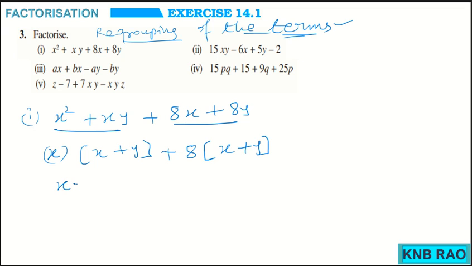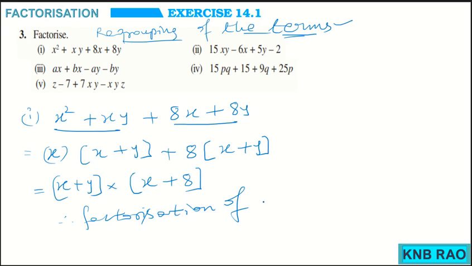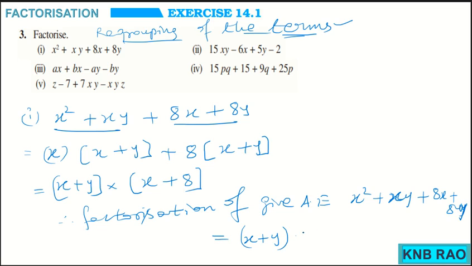Now, x plus y is common. So, if I take out that binomial outside, now I am left over with this 1 time x plus this 1 time 8. That means, therefore, factorization of given algebraic expression x square plus xy plus 8x plus 8y is x plus y binomial multiplied by x plus 8 another binomial. So, this is the factorization.